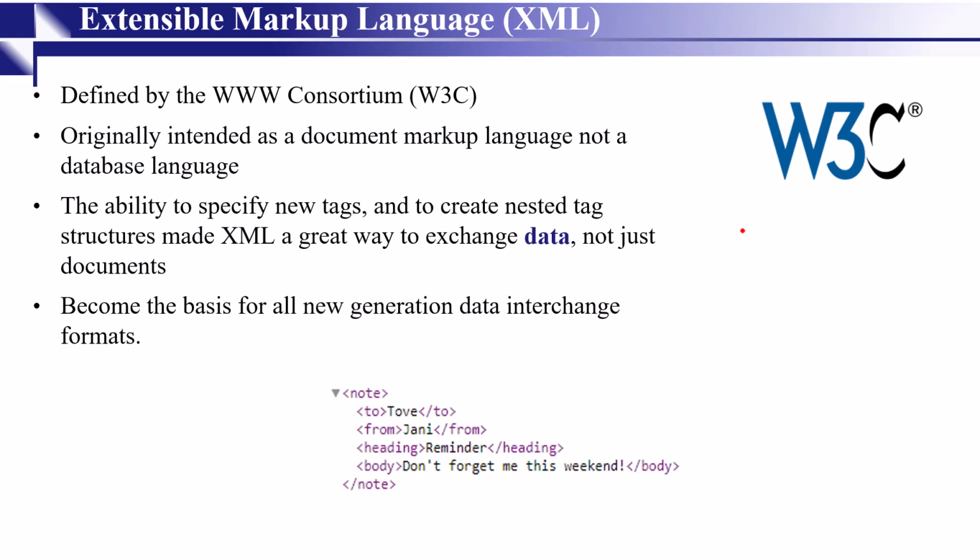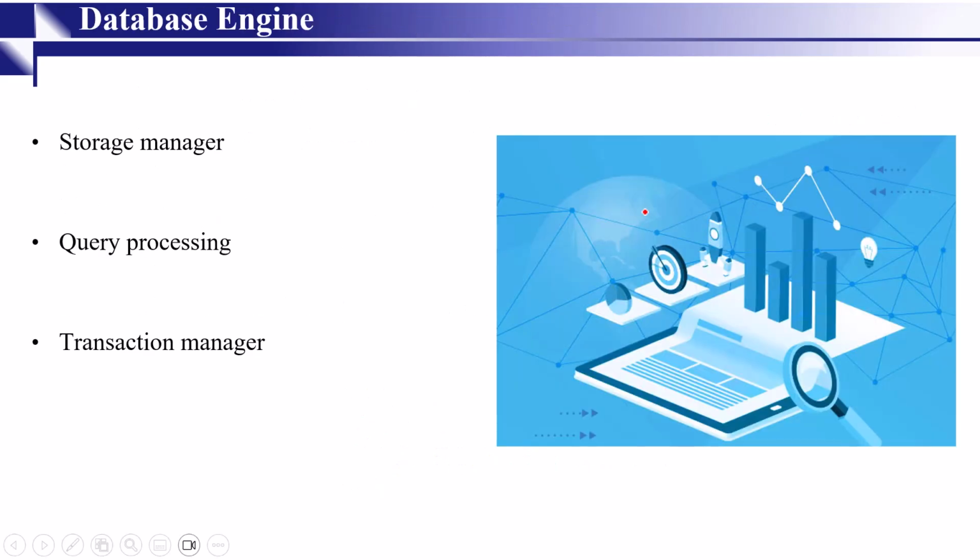Then we have XML, or Extensible Markup Language. This XML was defined by the World Wide Web Consortium, and it started as a document markup language but became a standard for data exchange. Its flexible nested tags make it ideal for sharing data across systems, and it forms the basis of many modern formats.